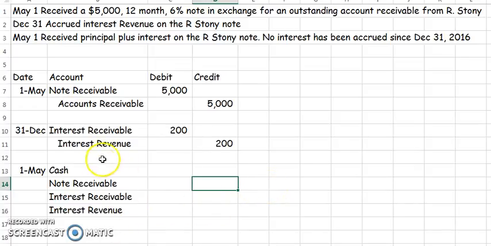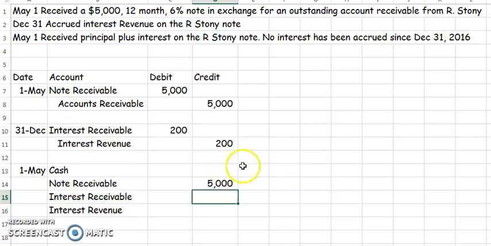So here's what we're going to do. We're going to wait and do cash at the end to find out how much they're going to owe us. So our note receivable we know needs to go away. They did owe us 5,000, and after this they owe us nothing. So to make a debit go to nothing, we credit it for $5,000.